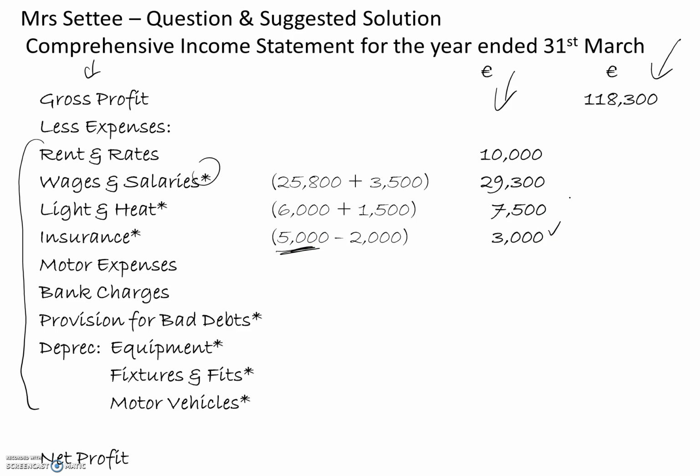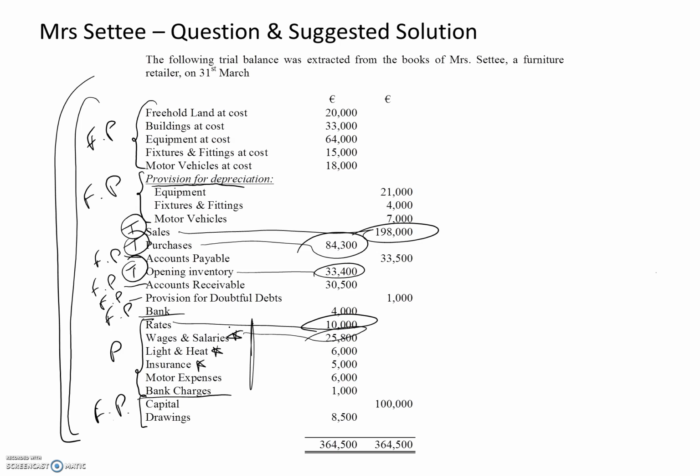The motor expenses and the bank charges, I'm going to copy them straight from the trial balance. So it's 6,000 for the motor expenses and 1,000 for the bank charges. The provision for bad debts, or sometimes referred to as the provision for doubtful debts, that is the increase of 1,000. So if we go and just look at the question here, we can see there is an existing provision for doubtful debts, or for bad debts, same thing, of 1,000.